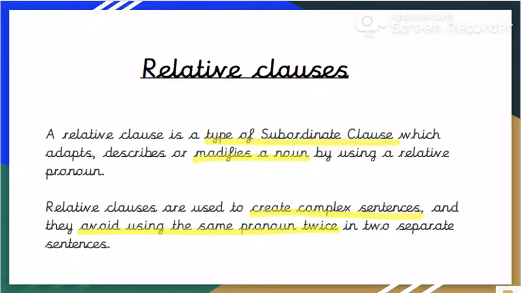So you could have Sam, the noun. Sam, who is at home, is recording her grammar lesson. So Sam is our noun and who is our relative pronoun. So relative clauses are used to create complex sentences, and they avoid using the same pronoun twice in two separate sentences. So Sam is at home. Sam is recording her grammar lesson. So rather than having them as two separate sentences, I could have Sam, who is at home, is recording her grammar lesson. So you get the same information, but it's in one longer complex sentence rather than two.